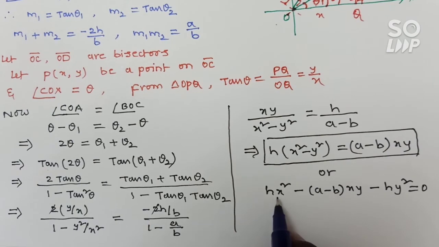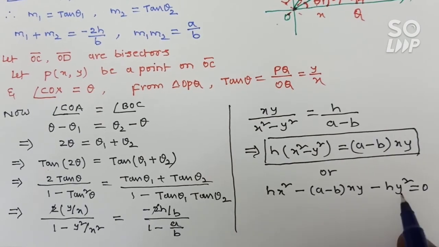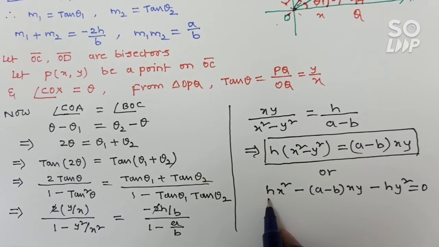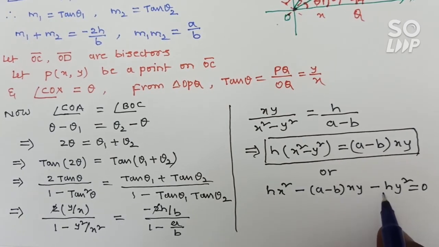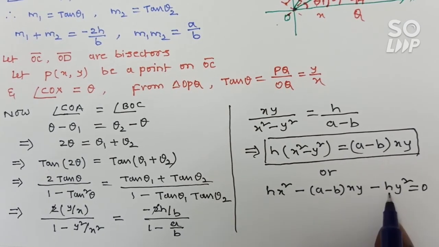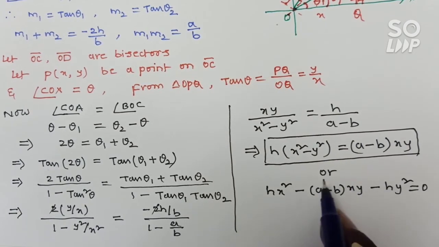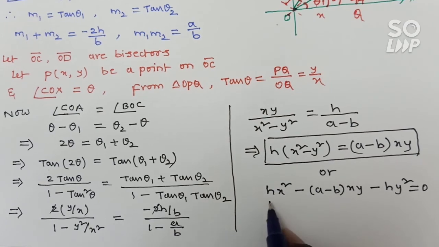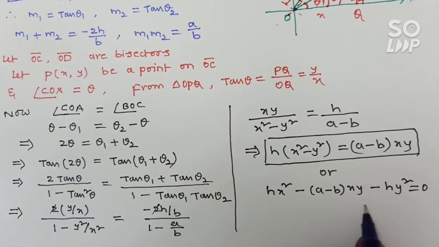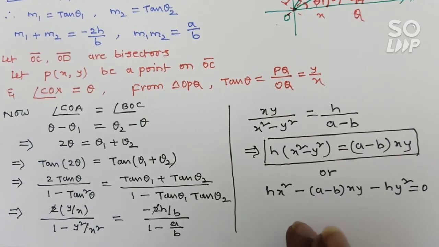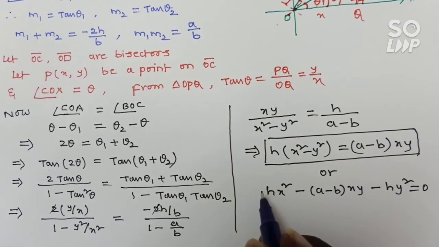Here is the x square coefficient and the y square coefficient. The x square coefficient is a and the y square coefficient is b. If a plus b is equal to 0, this equation represents a pair of perpendicular lines. That means the pair of angular bisectors will always be perpendicular.